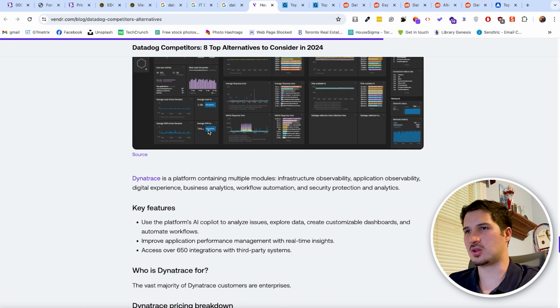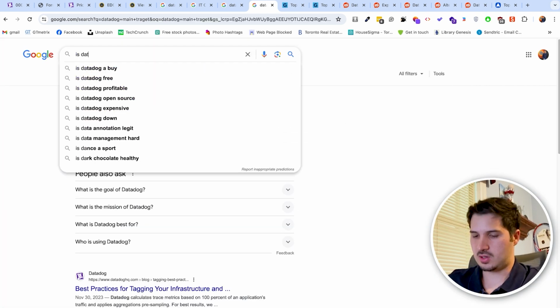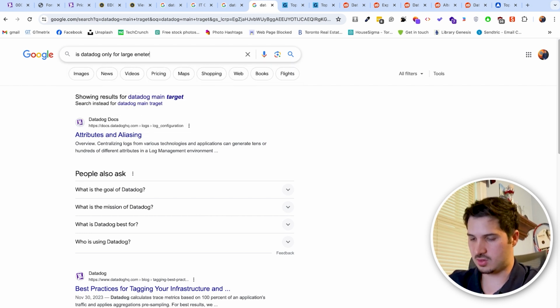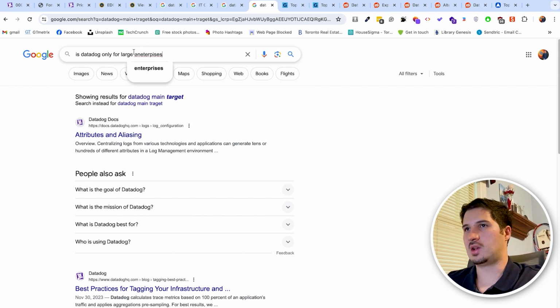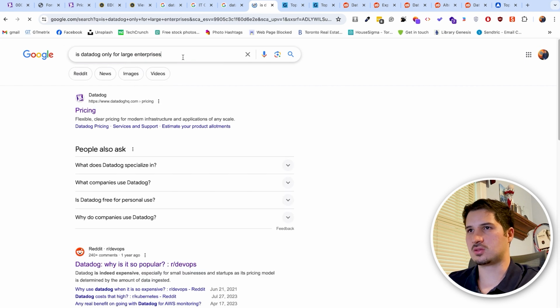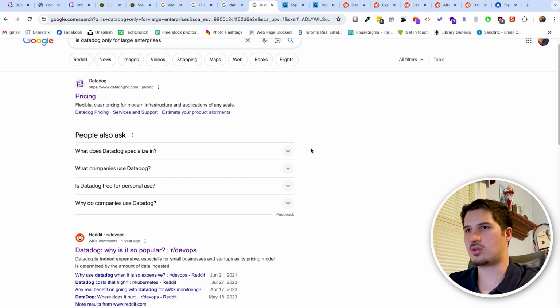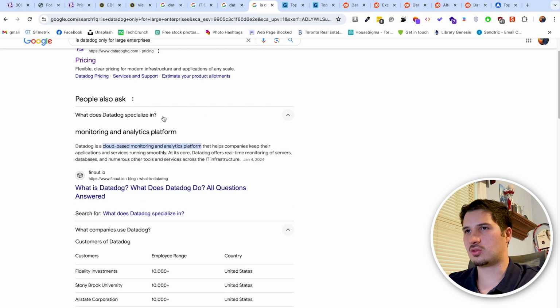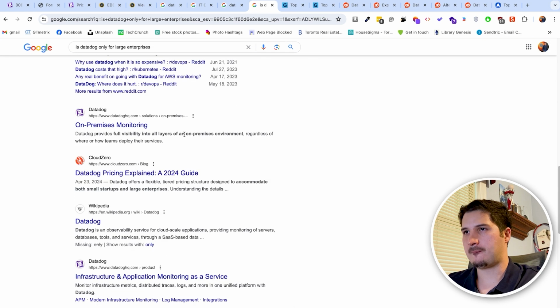Dynatrace, I heard is pretty good. This is mostly enterprise. Okay, let's see. Is Datadog only for large enterprises? Let's see if this is true. Yeah, so that was true that they serve a lot of financial companies. Monitoring and analytics, yes, that's exactly what we saw. Okay, accommodate both small startups and large enterprises.